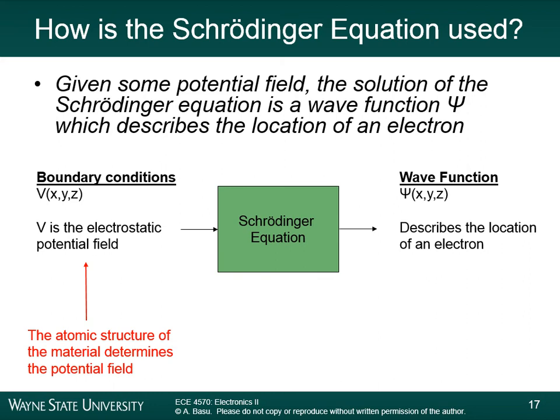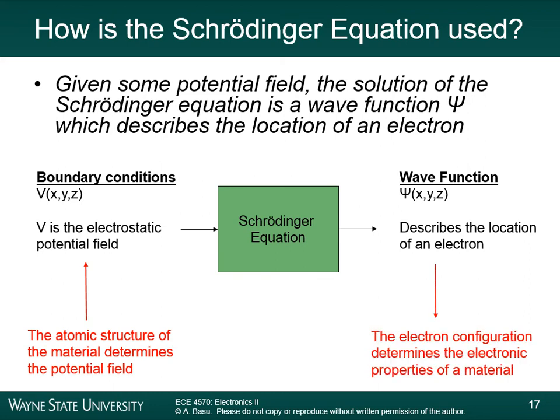So this is the connection between the atomic structure and the electronic configuration. We started this lecture off by saying that the atomic structure of a material determines its electronic properties. This is mathematically how that happens. The atomic structure of the material determines the potential field, the V of x, y, z.